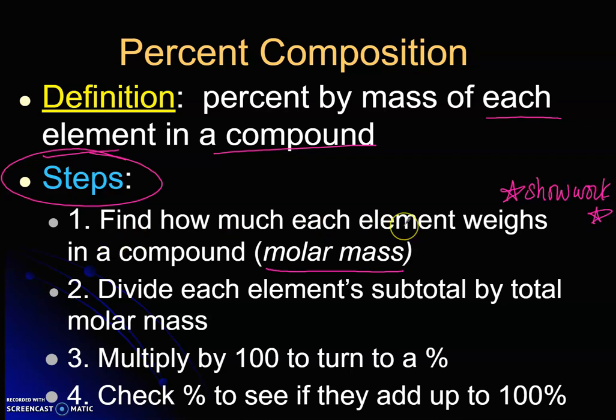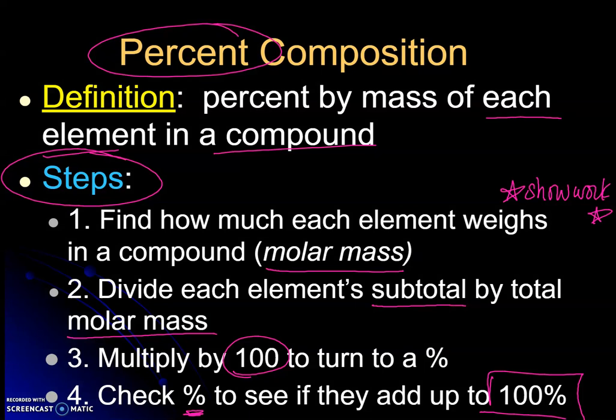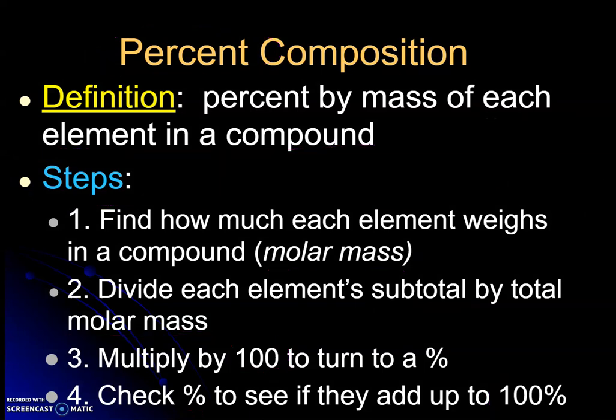So find how much each element weighs in the compound. So you're basically finding the molar mass. And then you're going to divide each element's subtotal by the total molar mass. And since it is a percent composition, we're going to turn that decimal into a percentage by multiplying by 100. And since this needs to add up to a whole, all of our percents should add up to 100% to show that you did it right. You're going to need a calculator, so please go get a calculator and push play when you have returned.